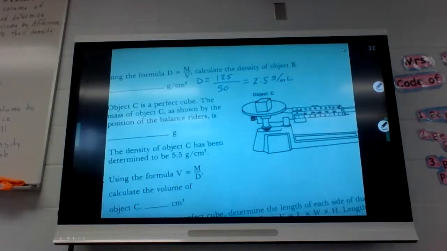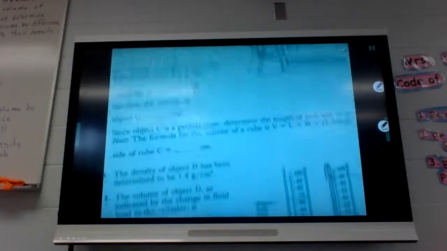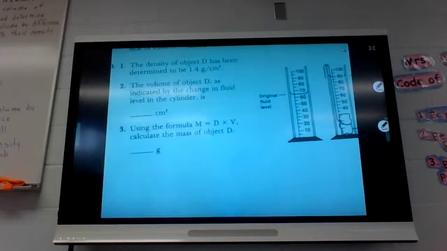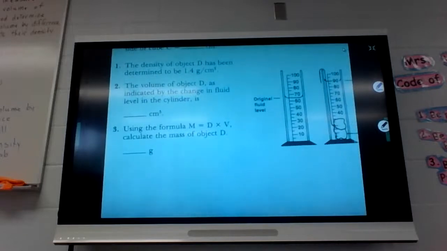All right, we're jumping over C. We're going to D. All right, so here we go with the graduated cylinder again. All right, what's the volume?